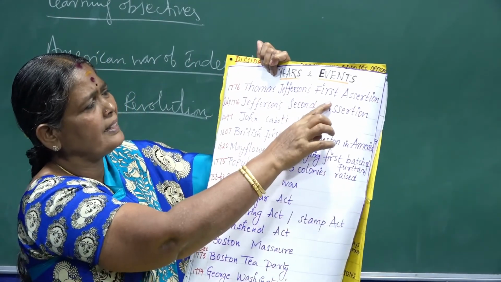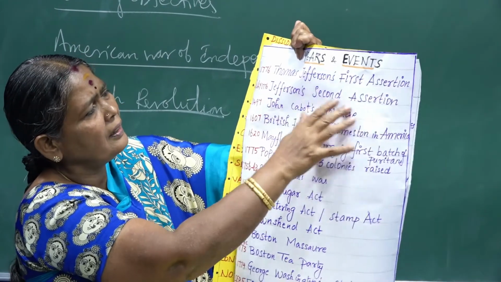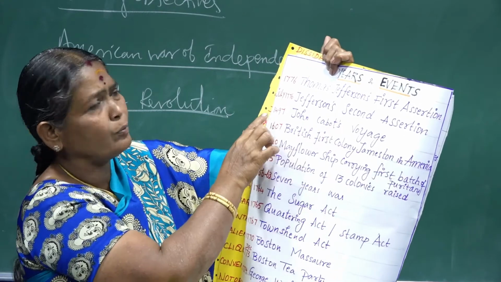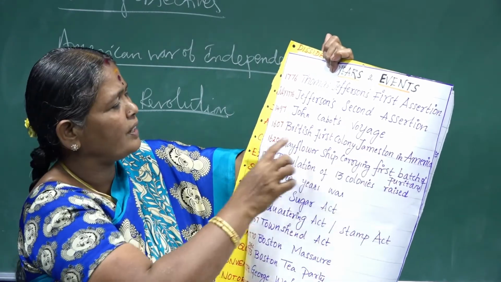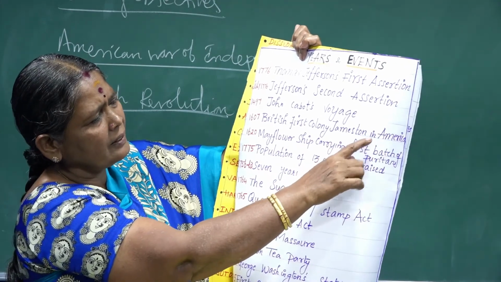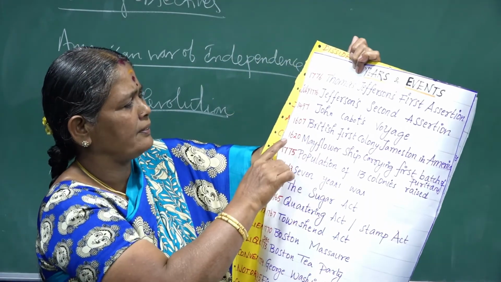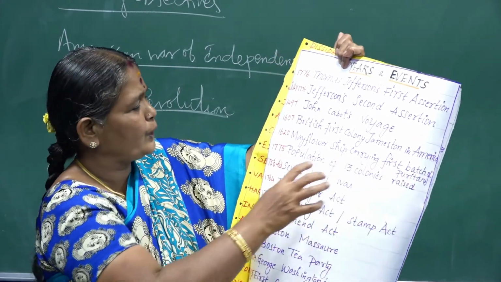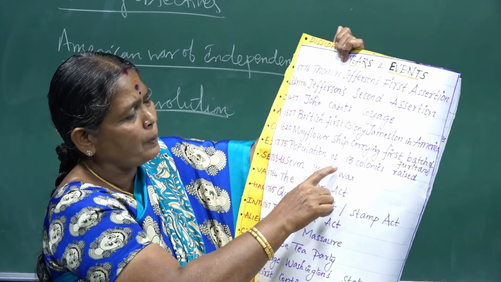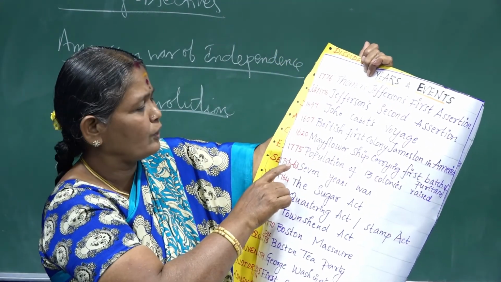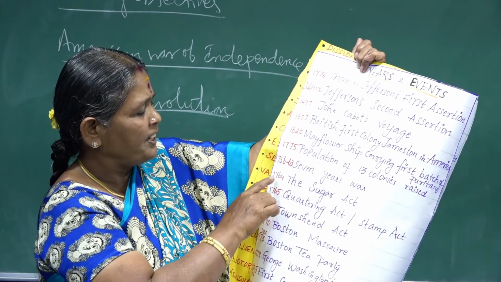1776, Thomas Jefferson's affirmation. Next, July 1776, Jefferson's second assertion. 1497, John Cabot's voyage. 1607, the British first colony, Jamestown, was established. 1620, the Mayflower ship carrying the first batch of Puritans. 1775, population of the 13 colonies raised. 1756 to 63, Seven Years' War.